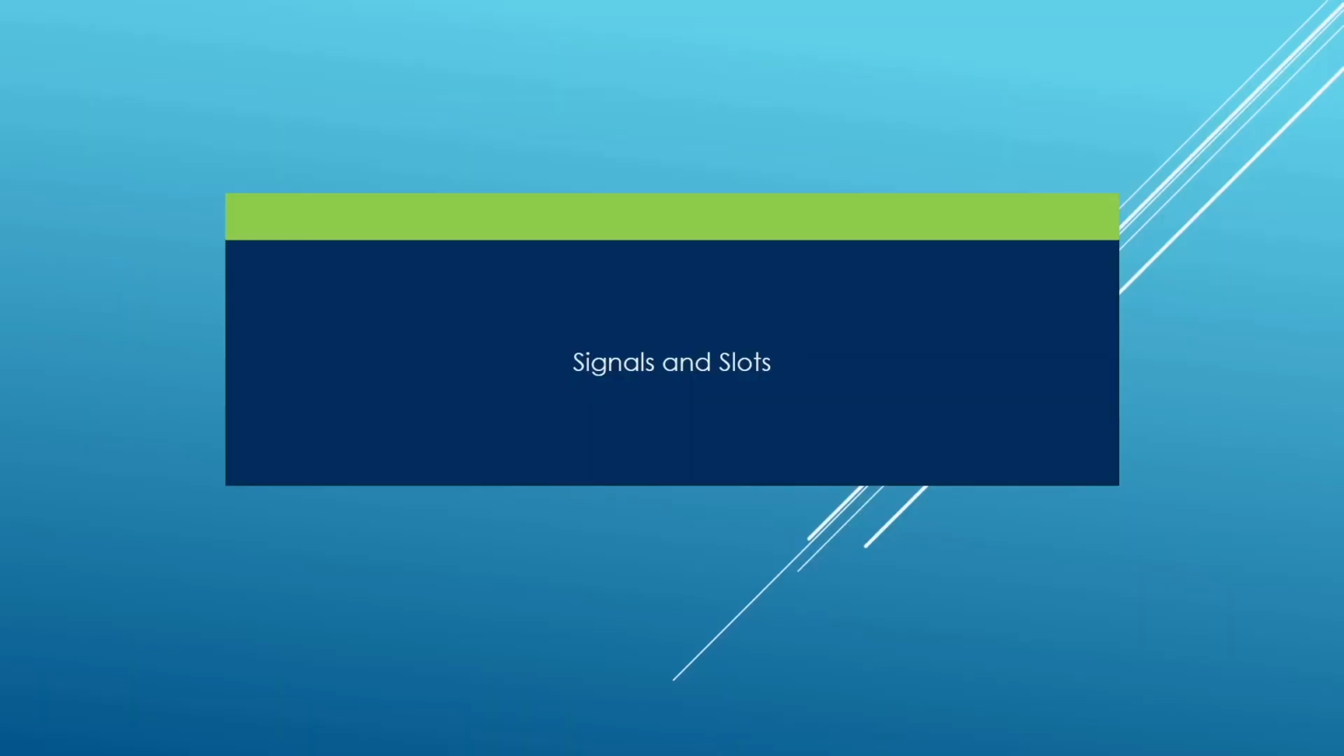In this lecture, we are going to learn about signals and slots in Qt. And signals and slots are a mechanism that Qt provides to connect things. In other words, when something happens, we want to respond in some other part of our code. Suppose on the left here we have a push button and we want to do something when that button is clicked.